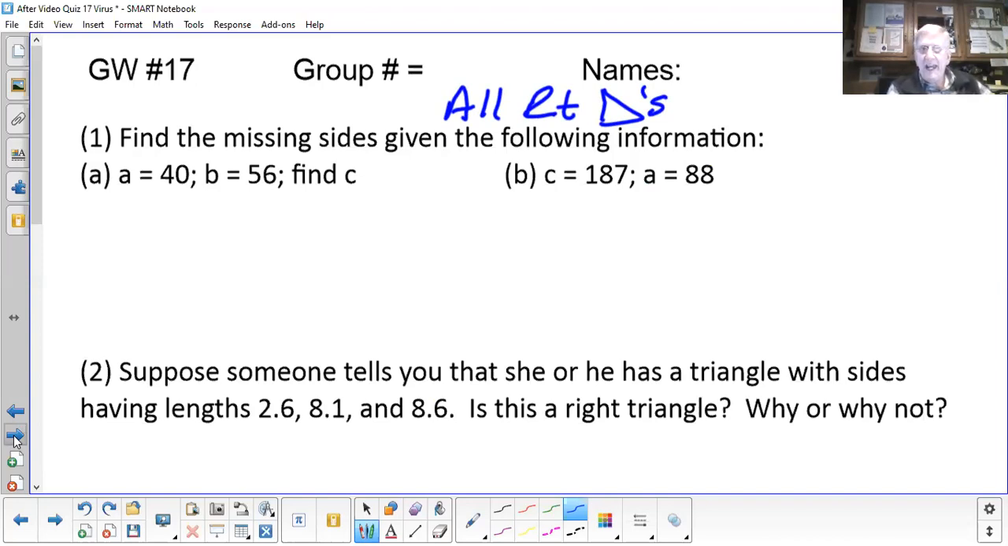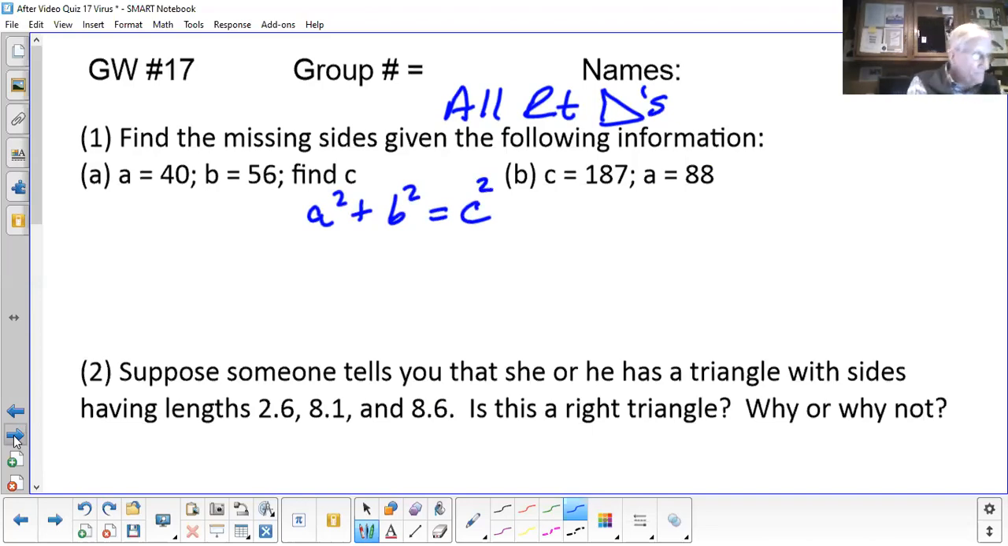Well, in 1A, we're looking for C, which is the hypotenuse of a right triangle if its legs are 40 and 56. So let's take a look at that. I'm going to write the formula out first. So I'm going to kind of write in the middle here. You probably shouldn't write in the middle on your sheet, so you have more room, but you also have the back of the sheet you can use.